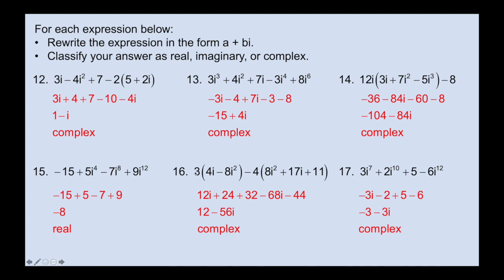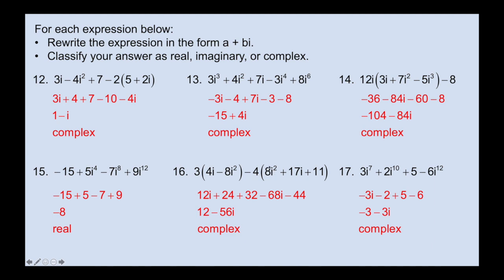For 16, I'm going to start with simplifying the inside here. This i squared right here is going to turn into a negative 1. So that makes this part right here a positive 8. So now as I distribute the 3 in, 3 times 4i is going to give me 12i. 3 times positive 8 gives me 24. Same thing over here. This i squared is going to make this a negative 1. And then 8 times negative 1 is negative 8.